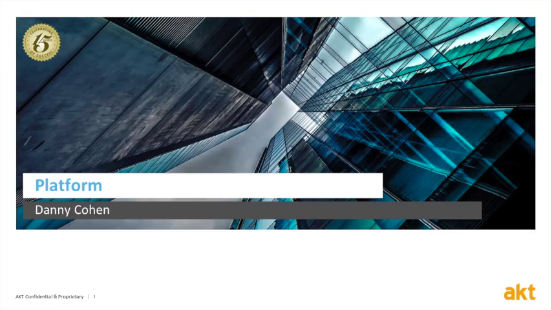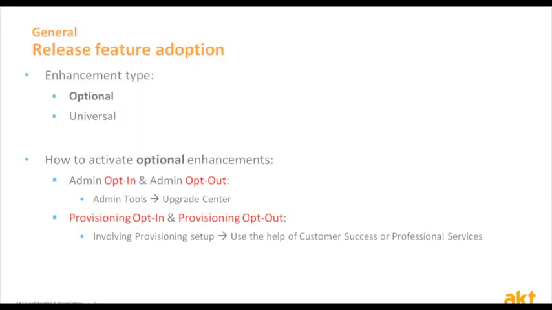Let me start off by just reminding all of us the optional release feature. There are two optional release or enhancement types, optional and universal. If the enhancement is identified as universal, that means that no matter what you do, you get it anyhow. If it's optional, it can be either opt-in or opt-out, meaning you could choose to use it, to adopt it, or you can choose not to. And you can do that via the admin tools or through the provisioning side of the system.